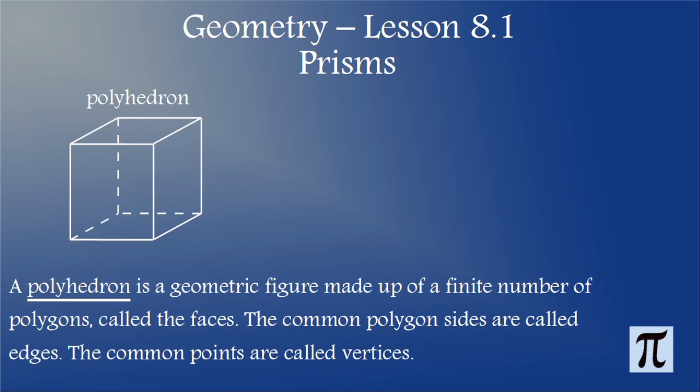A polyhedron is a geometric figure made up of a finite number of polygons called faces. The common polygon sides are called edges, and the common points are called vertices. Here, the face is highlighted green. Here, one of the edges is highlighted red. And here we have one of the vertices, or one vertex, highlighted in yellow.